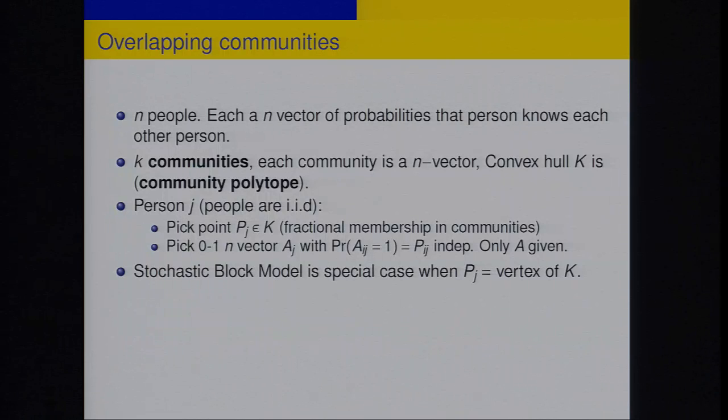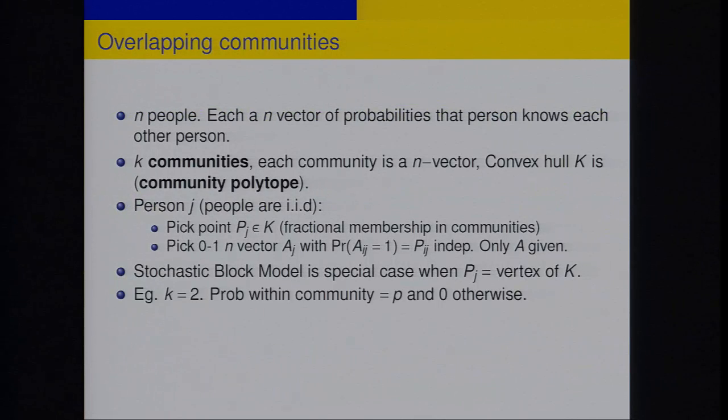So the stochastic block model, which many of you might be familiar with, is a special case when people belong just to one community. It's a pure community model. This is a more general model which has been studied a little bit, not as much as topic modeling, but it's been studied as well.